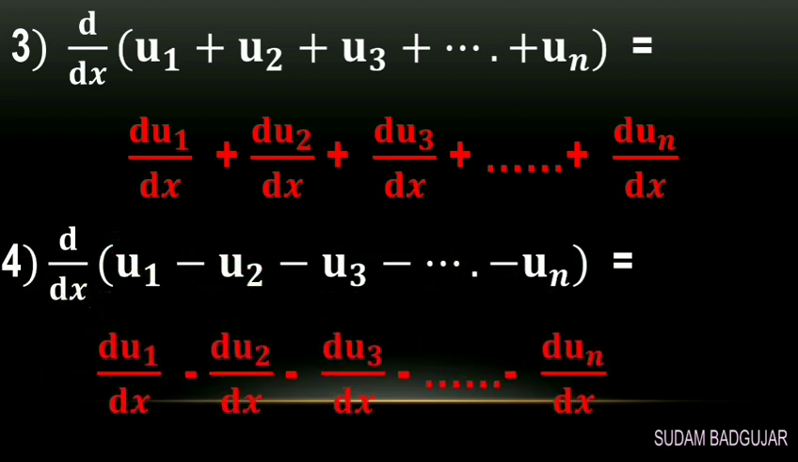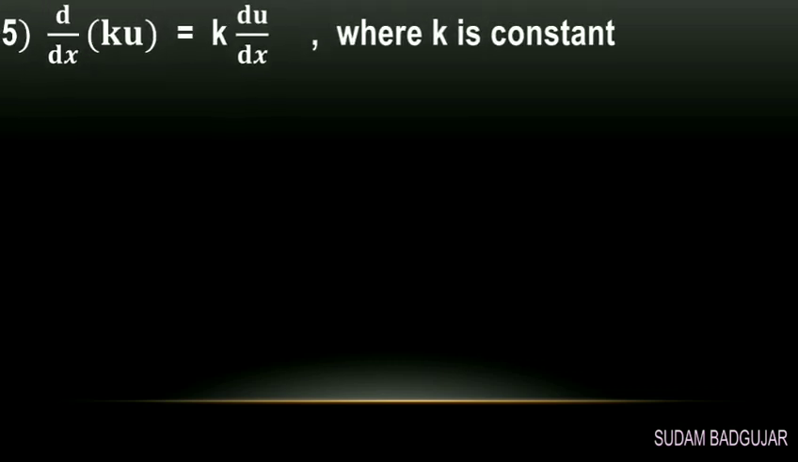Next one is scalar multiplication. The derivative of k into u is equal to k into the derivative of u. Here u is a differentiable function of x, and k is a constant number, meaning any number. For example, the derivative of 3 into sin x becomes 3 outside the derivative of sin x only, meaning whatever the number may be, you have to write it outside the derivative operator, that's it.